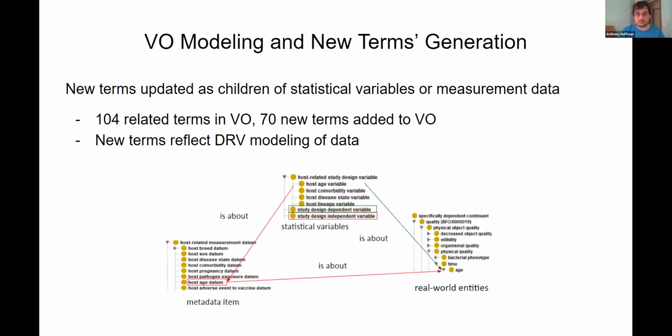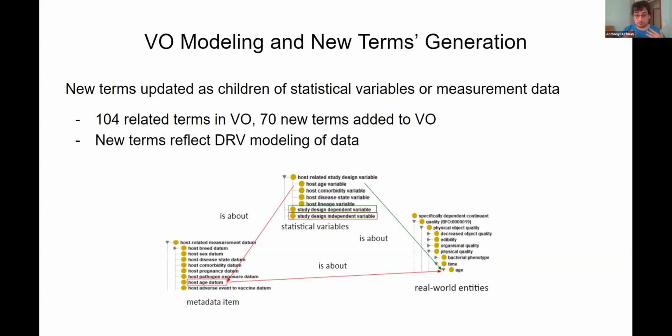So when we get into the actual modeling and generation of new terms, currently within Vaccine Ontology, there are about 104 related terms when it comes to the different study design variables, which is the official term used for the variables. Also with the different data that's being recorded as measurement data within VIO. We added about 70 new terms into Vaccine Ontology as of this moment.